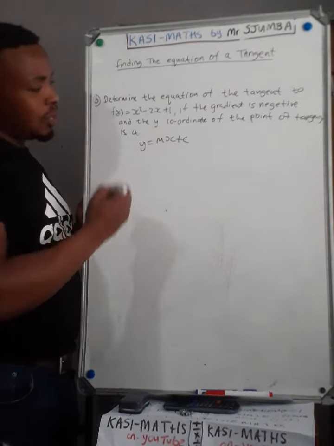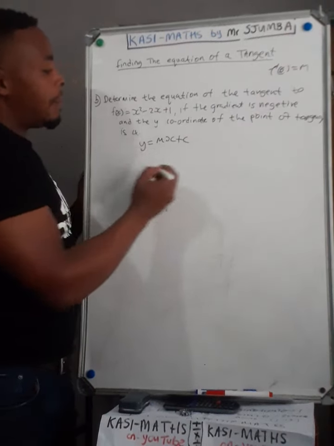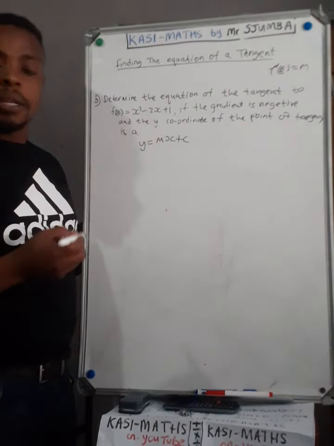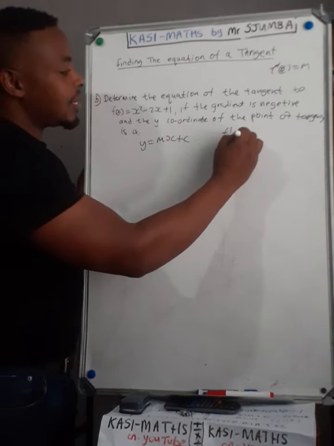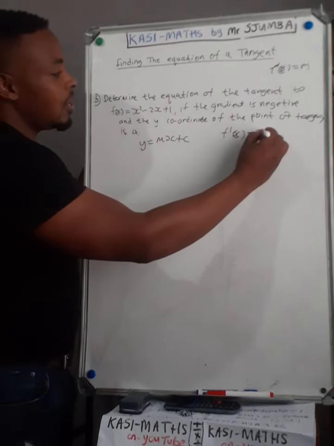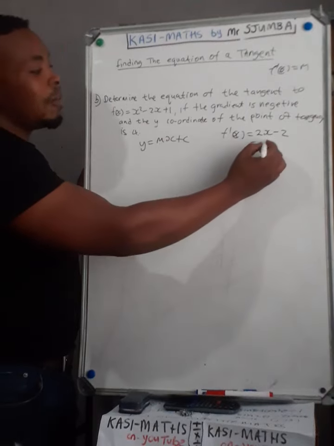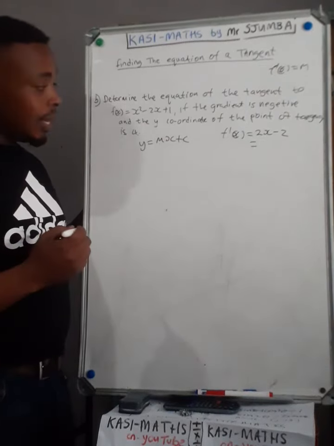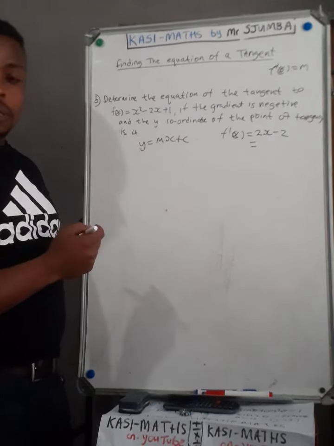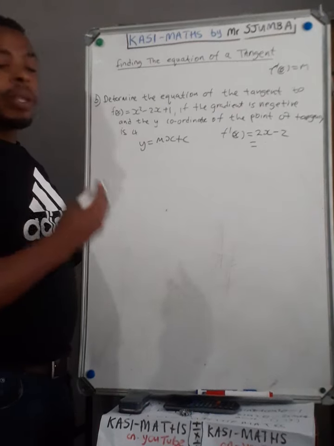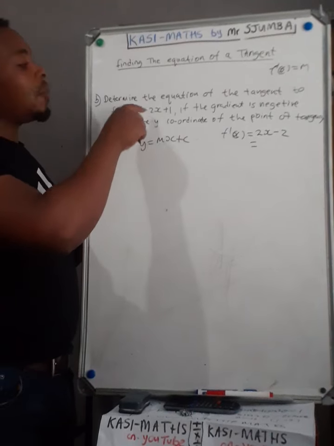We must find the gradient. We know that f prime equals m, so if we derive we get the gradient. Deriving, f prime at x equals 2x minus 2. Then we must substitute the x value, but we were not given an x value, we were given the y coordinate. So we must find where the tangent is on the x axis, so we take this y and substitute it.